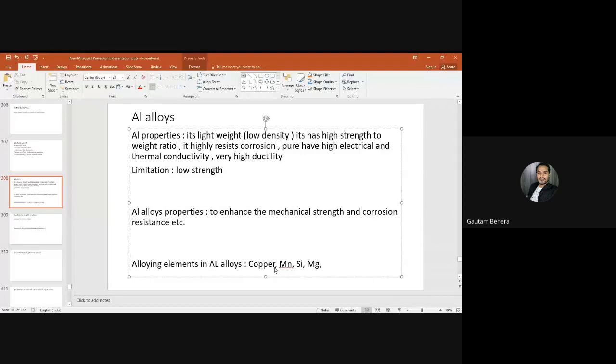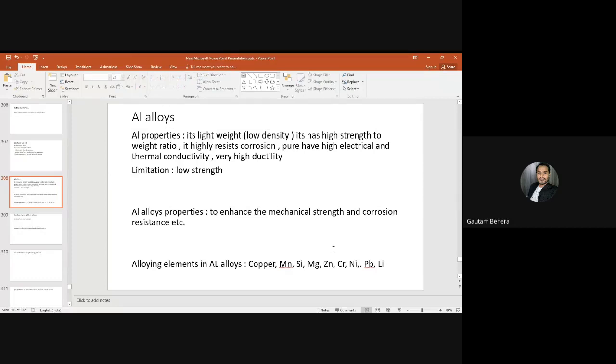Then it can form an alloying element with zinc. Very good, zinc. Then other alloying elements. These are the major alloying elements. Other alloying elements are chromium, nickel, lead, bismuth, and lithium, which is nowadays still being worked on. These are the alloying elements.